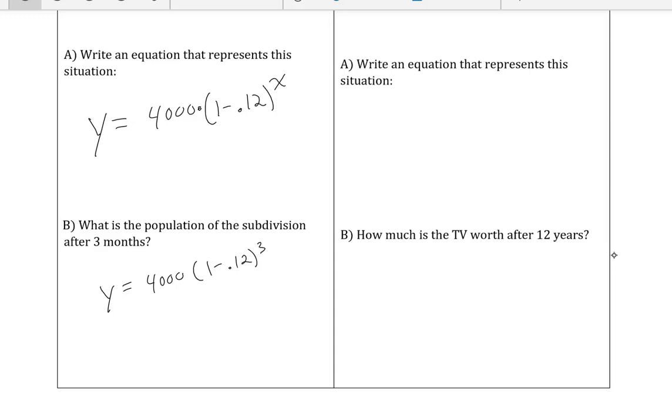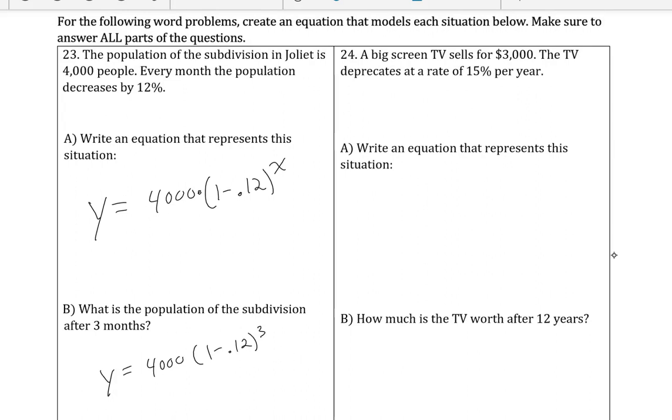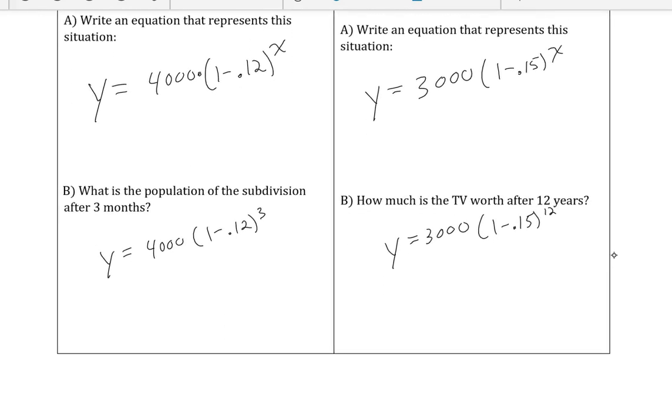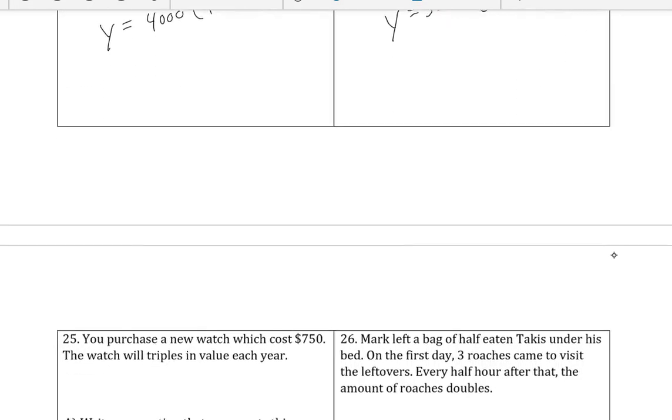Calculator, boom, answer. Over here, we have depreciates again. I can say depreciates, not deprecates. Okay, so we got 3,000 is our initial value, minus that 0.15 to the x, and after 12 years, plug in 12, and we're good to go. All right.